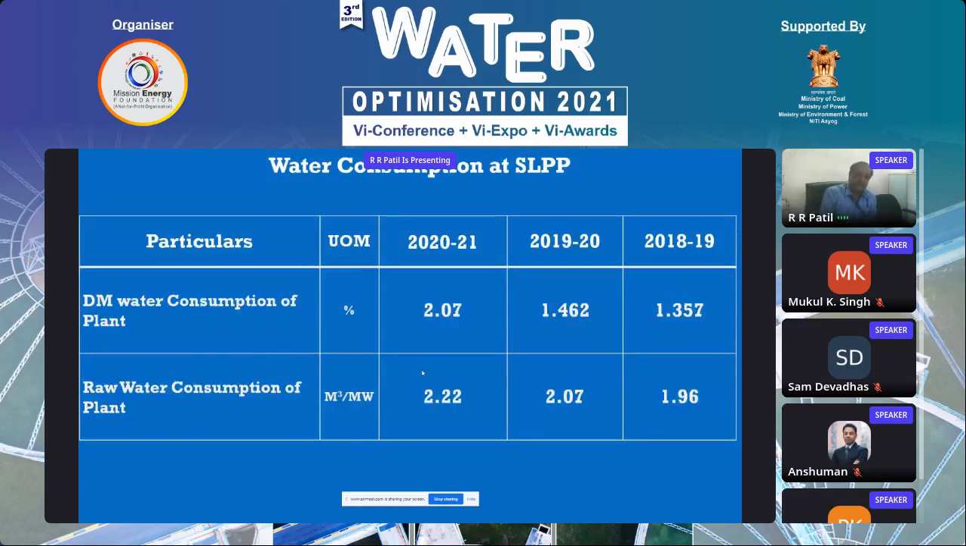In our plant, DM water consumption per year is 2.07, 1.46 and 1.35 for the successive years. Raw water consumption in the plant, in meter cube per megawatt, is 2.2, 2.07 and 1.96.